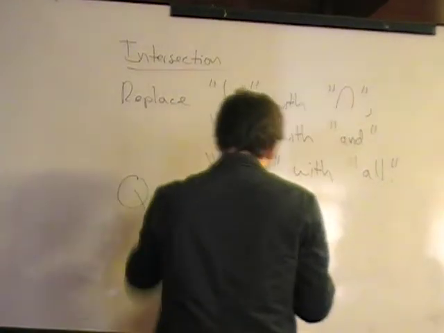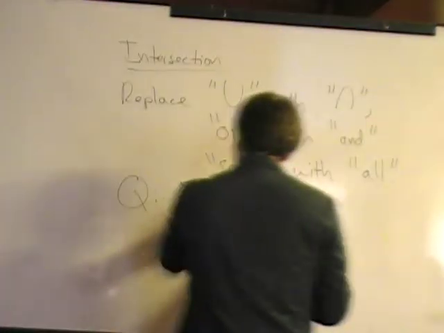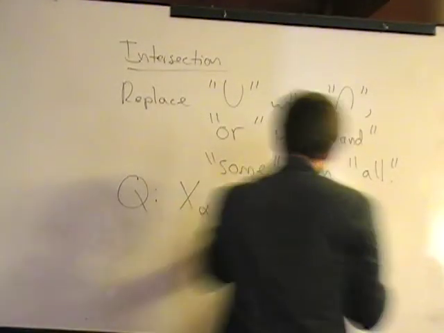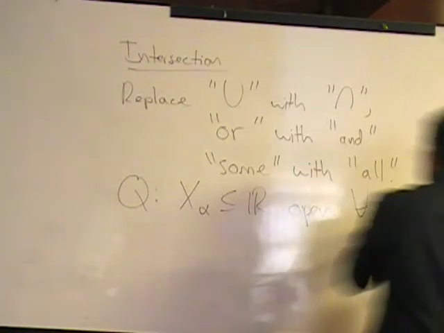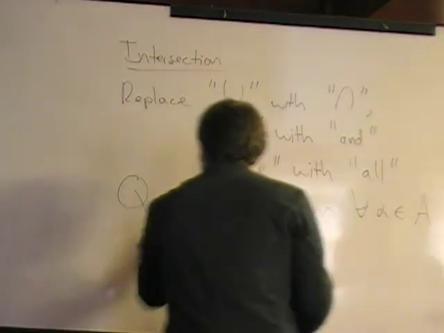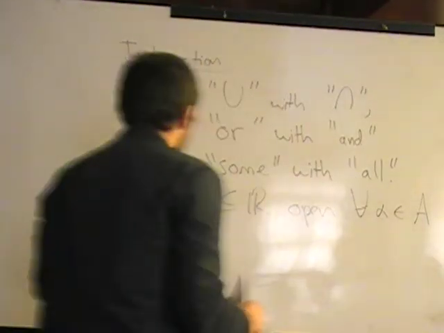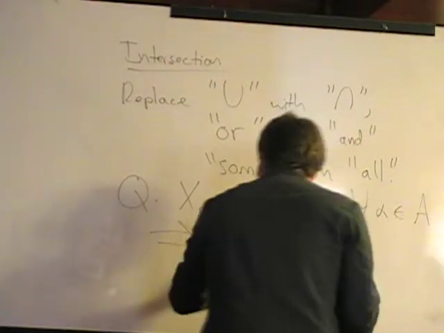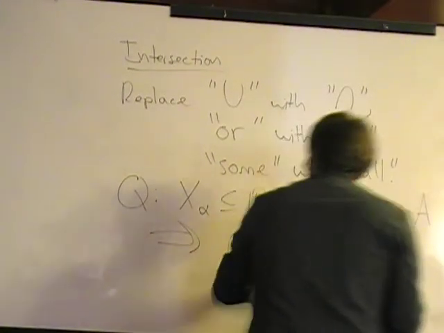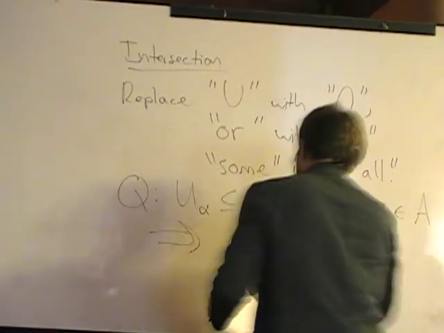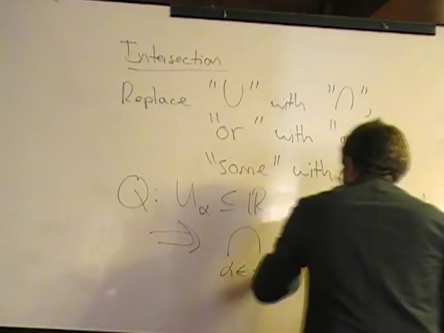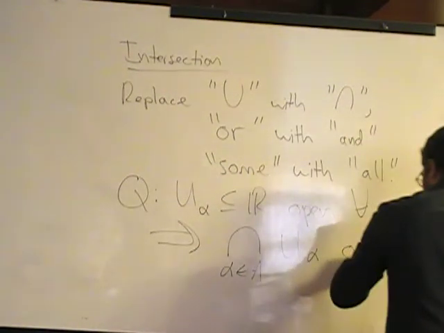So what do you think? If I have an open set for all alpha in A, so this is a question: does this imply that the intersection of all of those, let's call it U, I guess, is open?